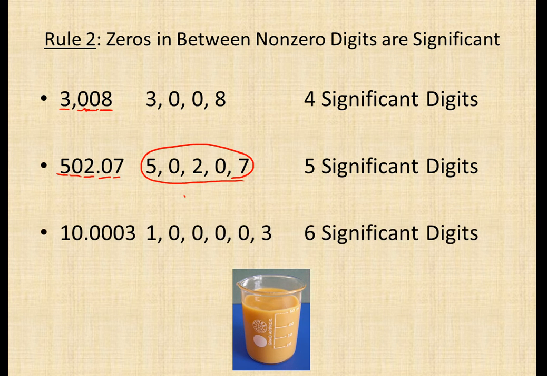Lastly, let's take a look at this. We have 1 and we have 3. And it says all of the zeros in between non-zero digits are significant. So that means that all of those zeros are significant. And so we have 6 significant digits.